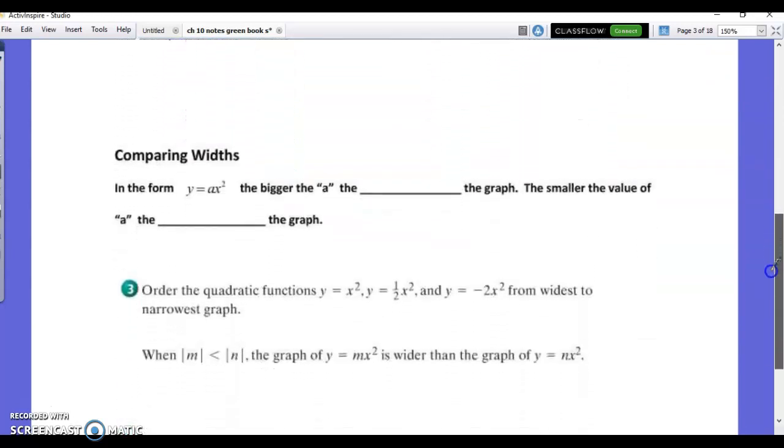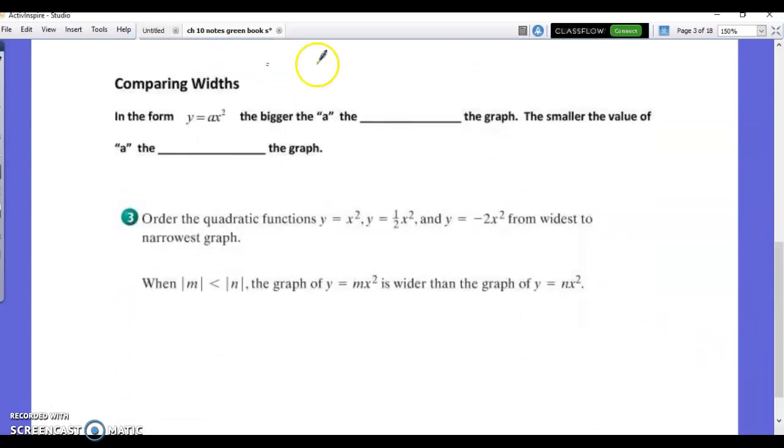Okay, the final part that we're going to cover is comparing widths of a graph. So in the form y equals ax squared, the bigger the a, regardless of whether it's negative or positive, the skinnier or narrower the graph. The smaller the value for a, meaning like if it's a decimal point or a fraction, the wider.